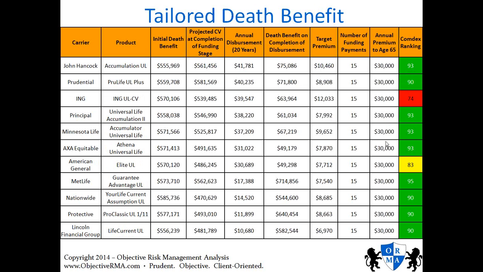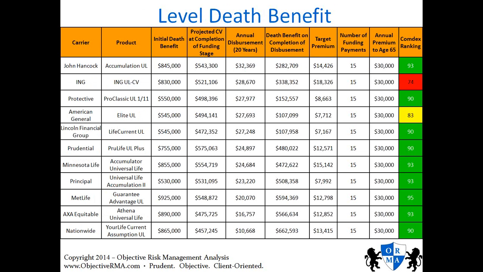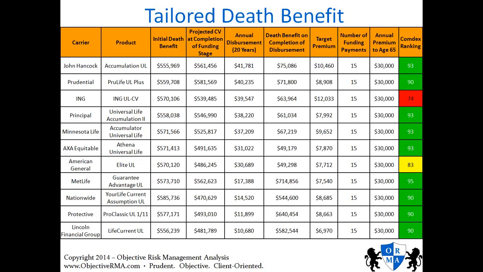Everything else is the same. They're still paying in $30,000 a year. They're still paying 15 years worth of premium. But you can see that annual disbursement is now $41,000. And I'm going to go back to the previous level slide, and you can see that it's $32,000. So that's a quite sizable increase on a tax-free basis by tailoring the death benefit versus just using a level death benefit.